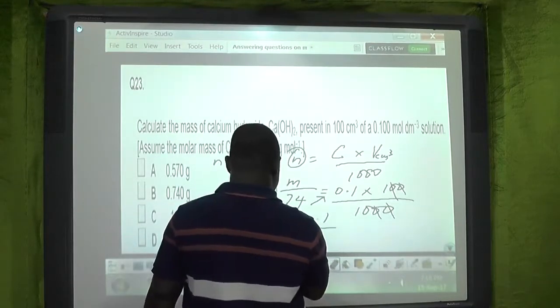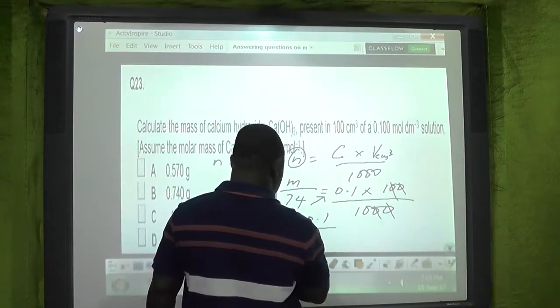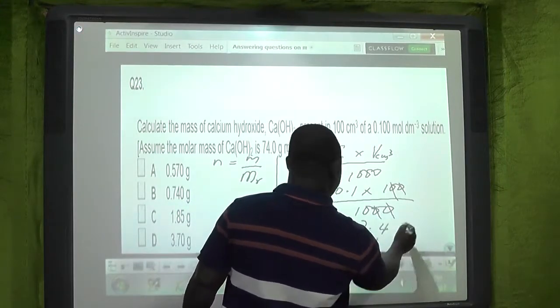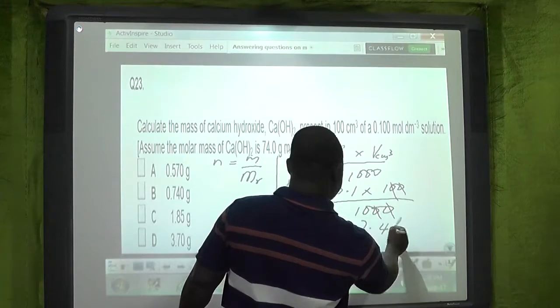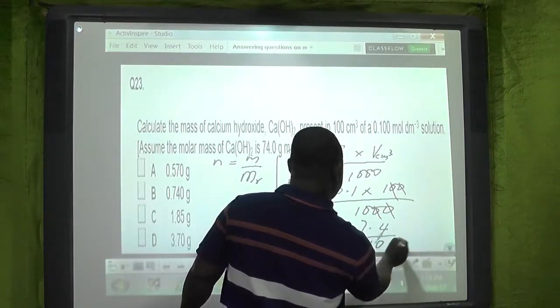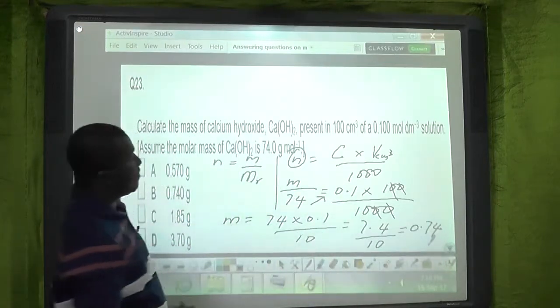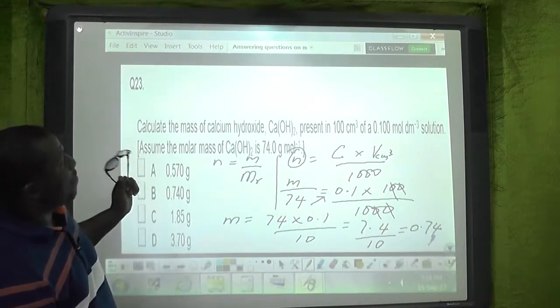74. Why do I keep writing 75? Am I 75 years old? No, I'm not that old. This times this is 7.4 divided by 10, and my answer is 0.74 grams.